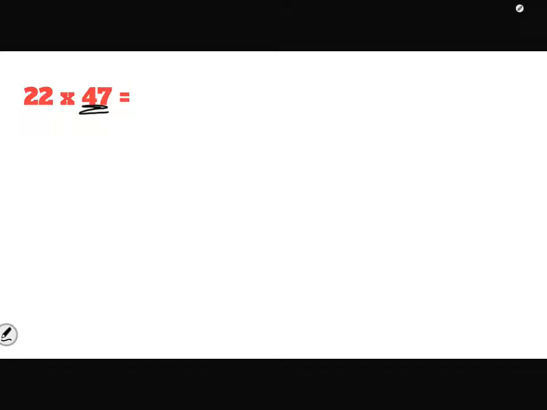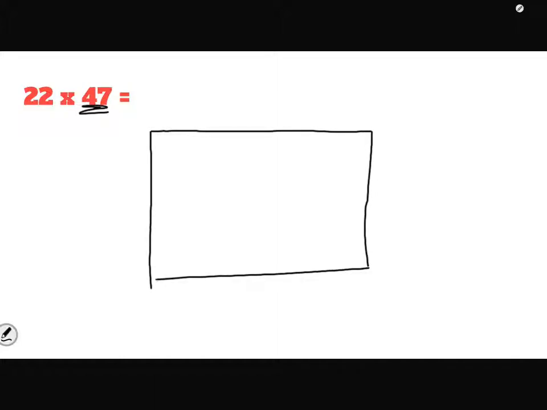Again, 47 is almost more than double what 22 is. So I'm going to make another rectangle. Okay, I'm not very good at rectangles, that's okay. And I am going to keep my 22, but I'm going to break apart my 47 into 40 and 7. Now, I'm going to keep this side as my 22, and then if that's 22, I also know that that's 22. I can fill that in.